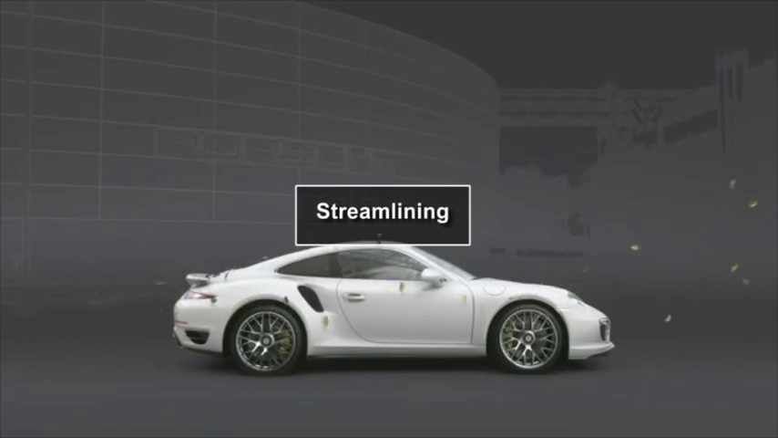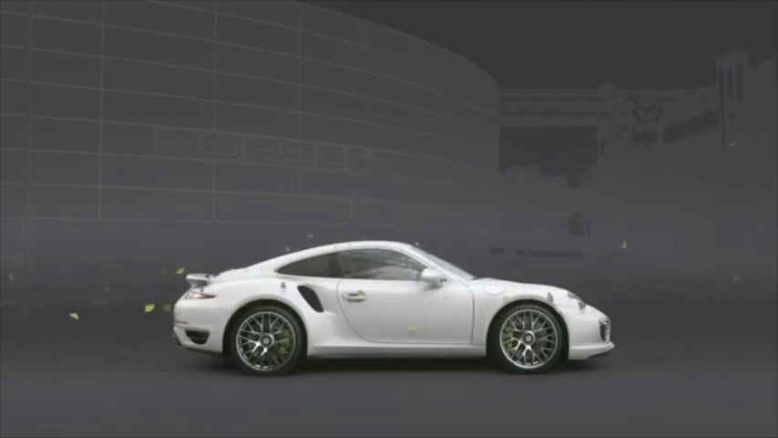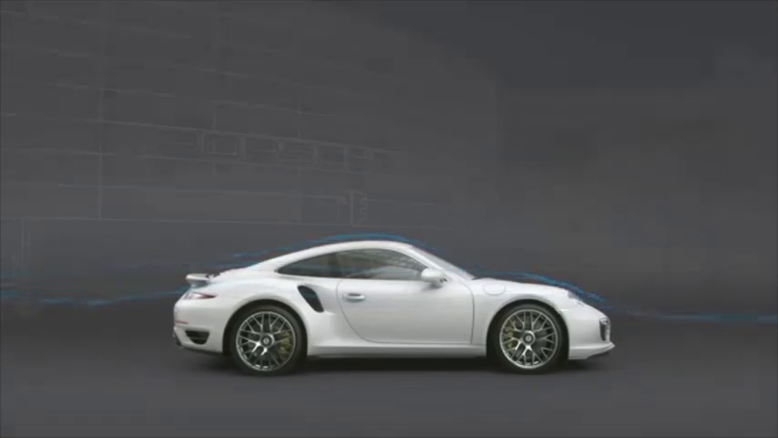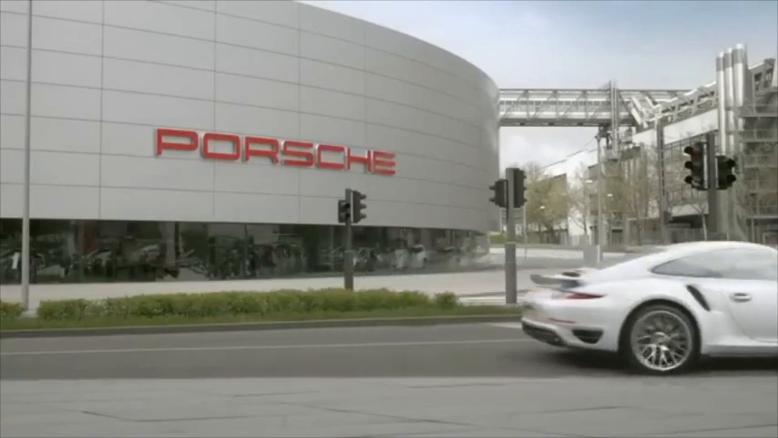Streamlining. Note the shape of this car. It has a streamlined shape which helps in reducing the friction with air, thus helping it move forward with ease.